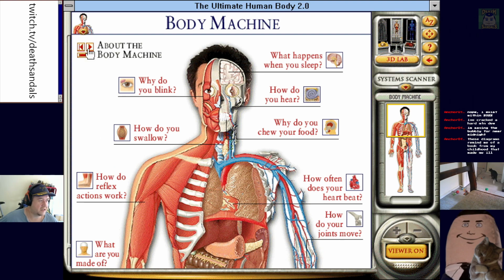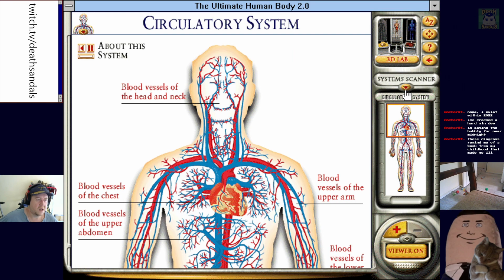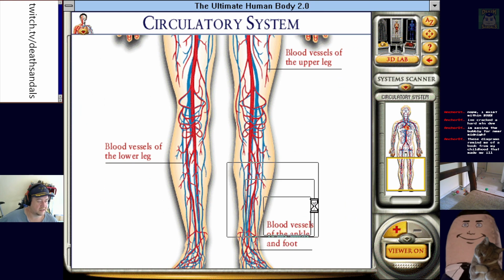Can we get a spiel about the body machine? Click on the body machine. No, we actually did that already. Okay. Well, that wasn't too exciting. Can we switch over? The circulatory. Oh, you can go to each system. Operated by the heart, which pumps blood. Yeah, yep. That's certainly blood.